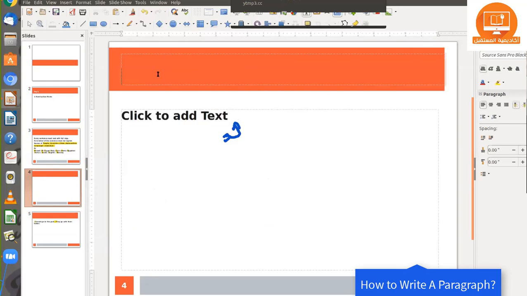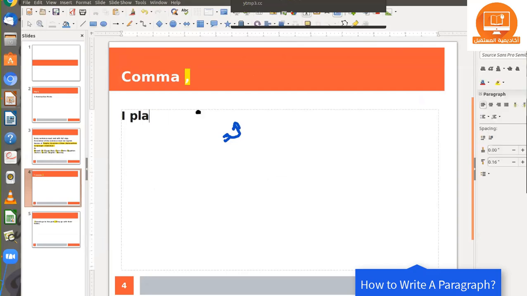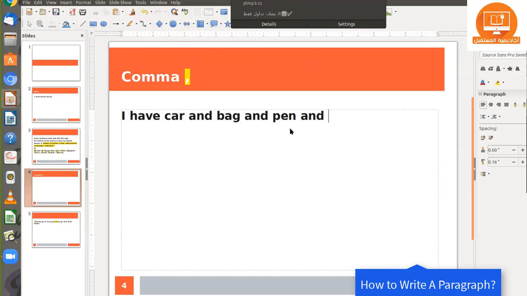When you want to use a comma, you know what a comma is? This is a comma, this sign. This symbol is called the comma. Don't write, for example, I have car and bag and pen and rubber and the mobile. No, this is wrong. This is called a wordy, boring writing style.